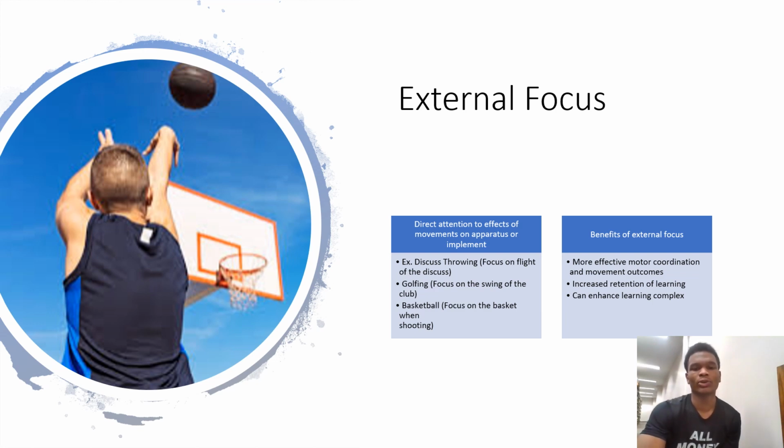The next type of attentional focus that we'll be talking about today is external focus. External focus is when you direct attention to the effects of movements on apparatus or implement. An example of this in this drawing would be if the thrower is focusing their attention on the flight of the discus. In golf, the example would be if the golfer is focusing his attention on the swing of the club instead of the motions of his arm. In basketball, an example of this would be if the shooter is focusing on the basket when shooting.